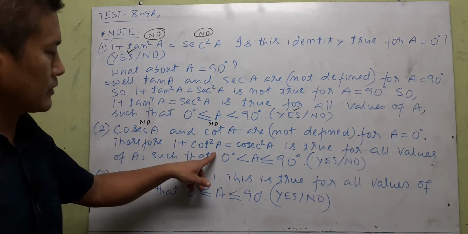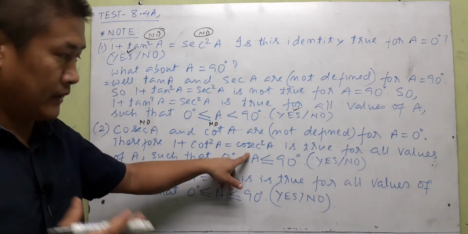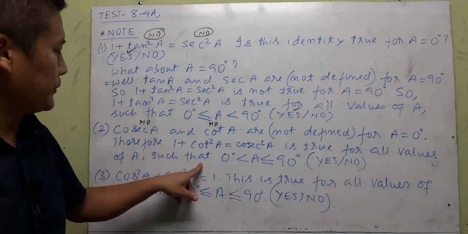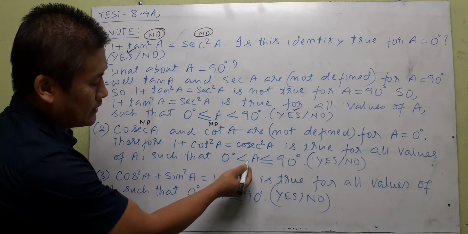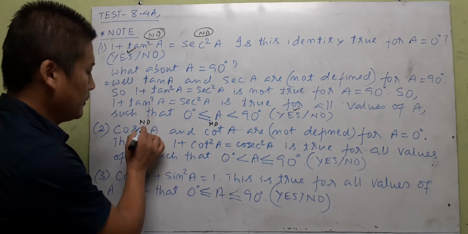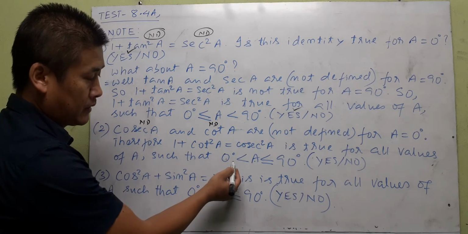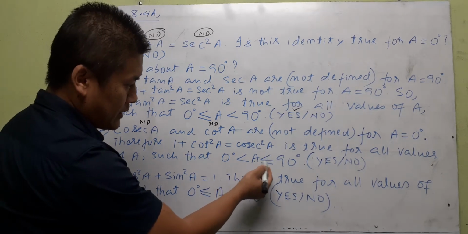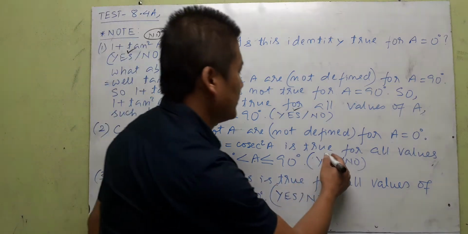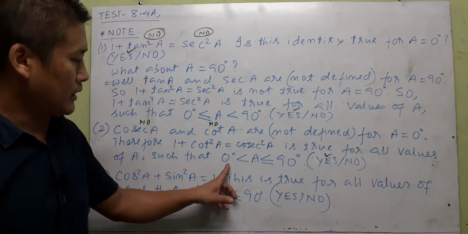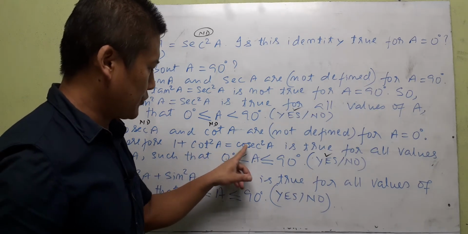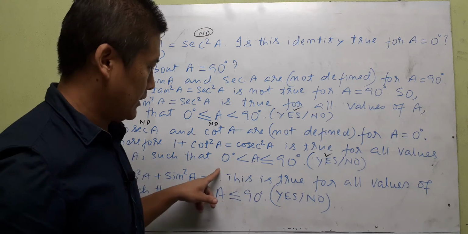So when a is 0 degree, cosec 0 degree is not defined, cot 0 is not defined. So therefore 1 plus cot square a, yesterday's identity, equal to cosec square a is true for all values of a such that 0 degree should be less than a, meaning a should be greater than 0, because once it becomes 0, this equation will become not defined, and a can be less than or equal to 90 also. Okay, and so then only this will be yes. So the condition for this identity 1 plus cot square a equal to cosec square a is true only when the angle condition is like this.